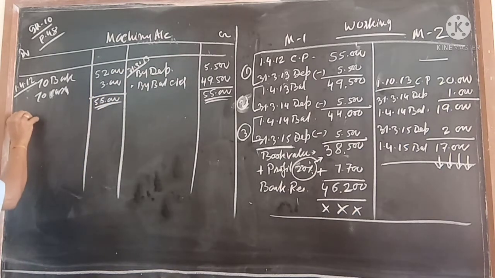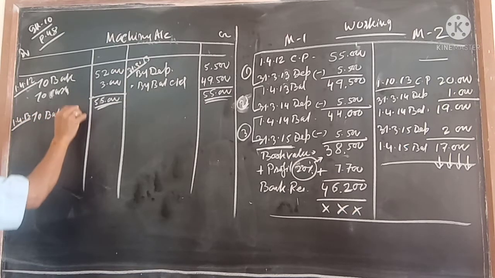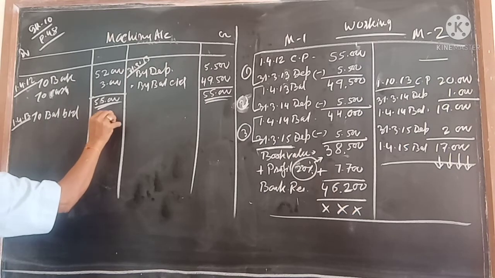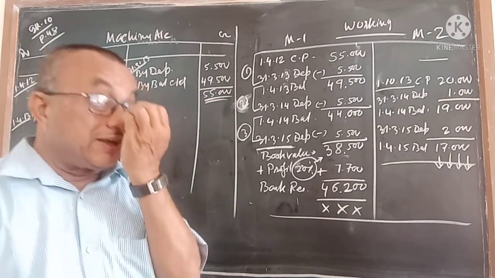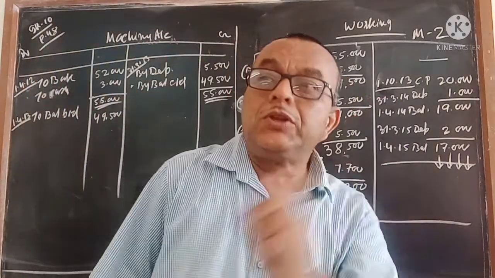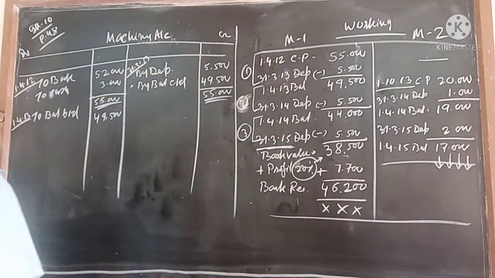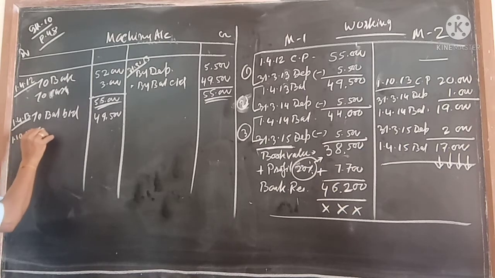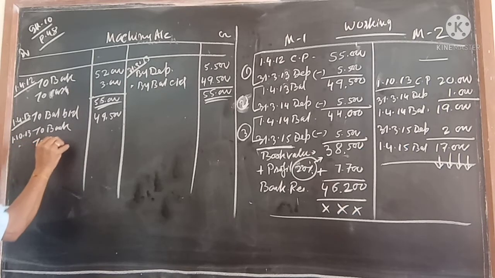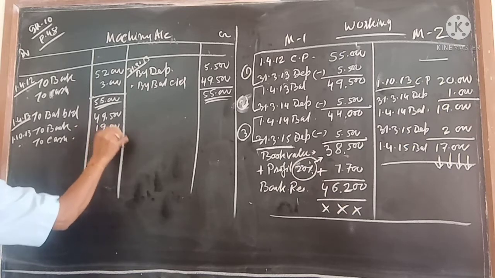And here you write 1/4/13, to balance BD. How much? 49,500. Now when you do the machinery account for the second year, you will keep in mind that in the middle of the second year you have purchased the second machine, which is coming 1/10/13, to bank and to cash. That is 19,000 plus 1,000.